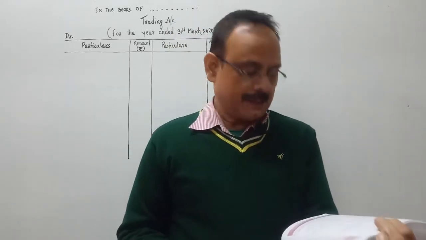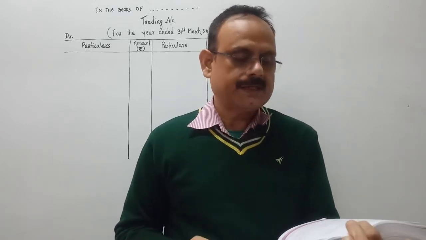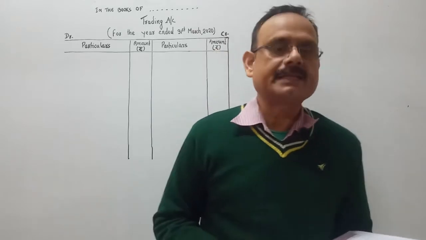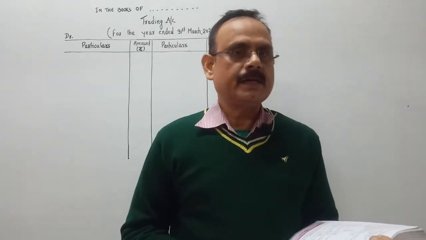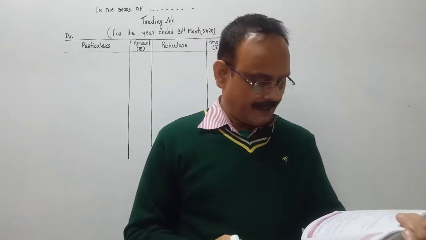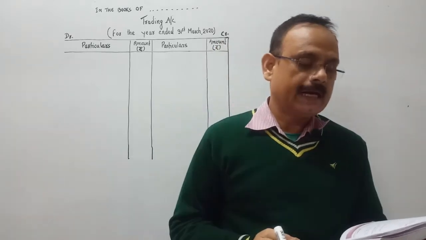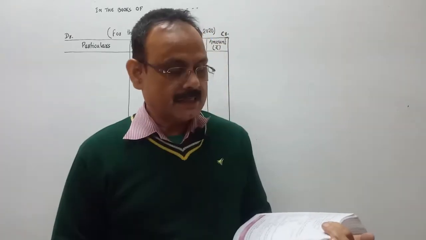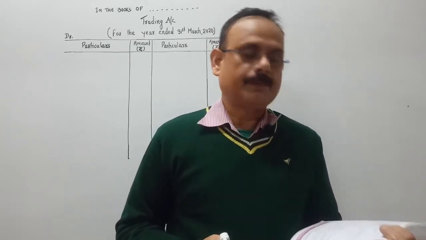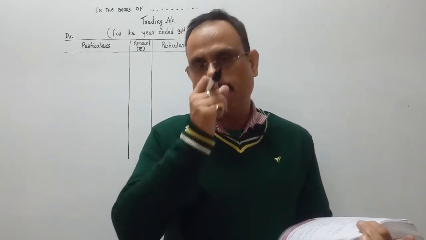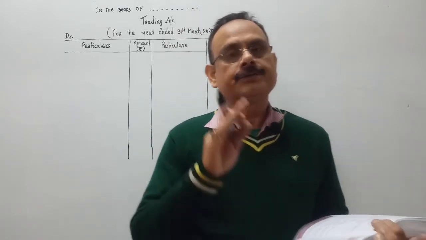On one side of this particular, on the left hand side, opening stock, purchase, sales, wages, carriage inward, carriage outward, manufacturing expenses, and on the other side, purchase return, sales return, gas, fuel and power, dock charges, factory lighting and office lighting. In additional information, it is given that the closing stock is valued at rupees 6 lakhs. Now we will prepare the trading account.